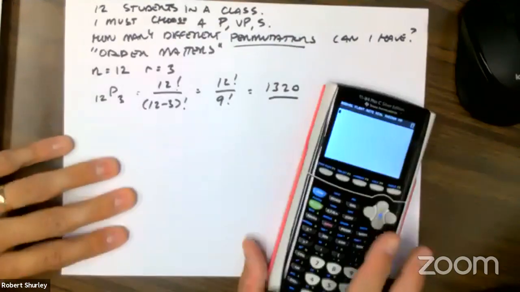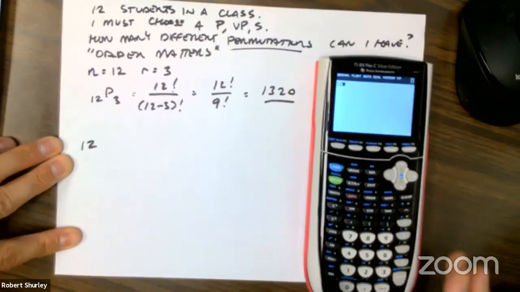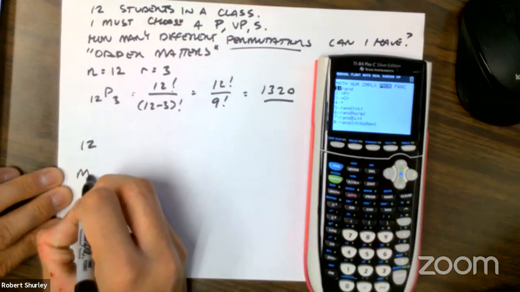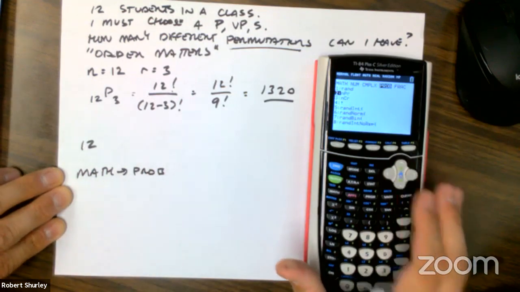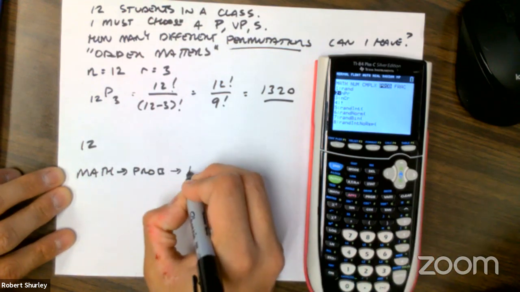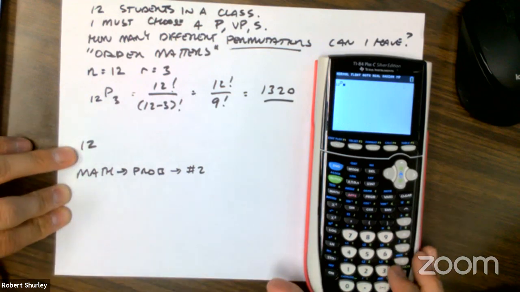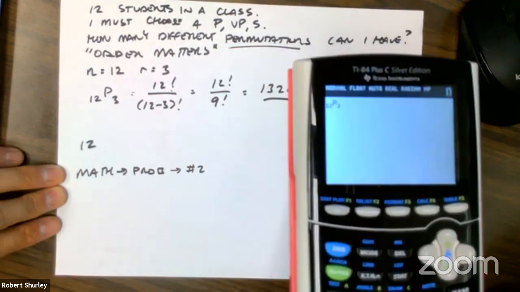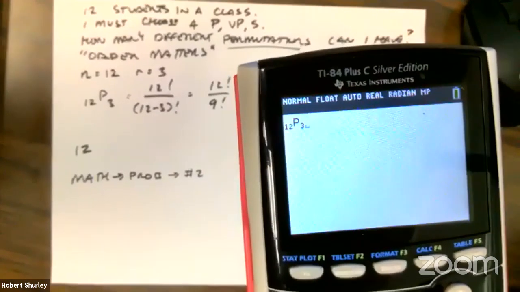First, you're going to put the 12 in. Then you go to Math, Prob, and the second option there is nPr. Click that, and then automatically it'll make it. So you guys see that? It's kind of hard to see, but it's 12 nPr 3.